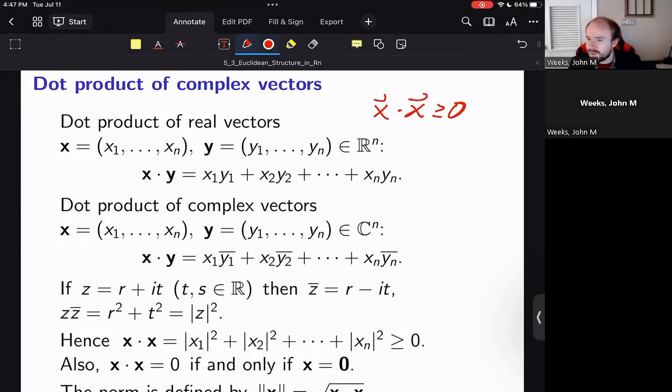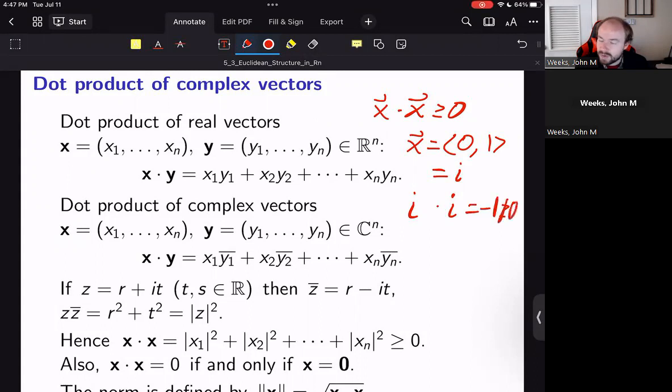Now, there's an issue here if you have a complex number, because what if you had just the vector x equals (0, 1)? Remember that we've been talking about this in terms of R2. In terms of C, we might just call this i. Well, taking the dot product of i and i is going to give us -1, and -1 is not greater than 0. Because of this, we want to be very specific and say that whenever we take the dot product, the second component is going to have conjugates over it.